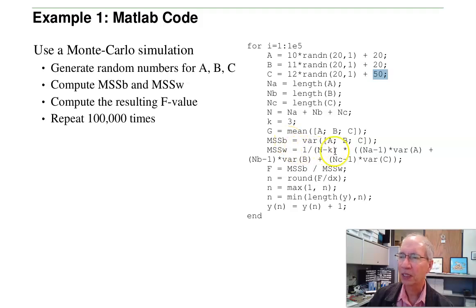Mean sum within columns is the variance of A. So this is the sum of A minus A bar squared, plus the sum of B minus B bar squared, plus the sum of C minus C bar squared, divided by N minus K. That's the mean sum within columns. There's the F score. I'll repeat 100,000 times and see what I get.